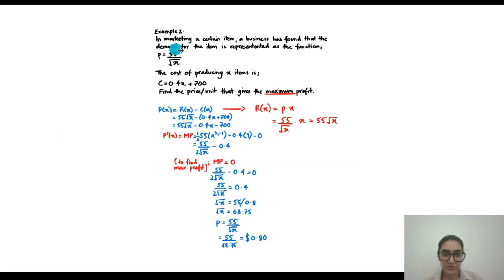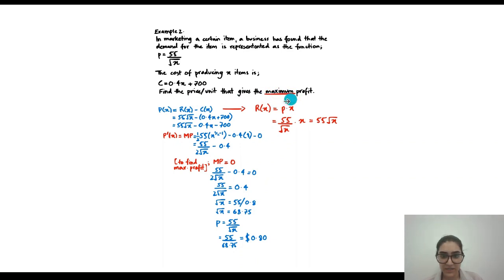For example number 2, in marketing a certain item, a business has found that the demand for the item is represented by the function P equals 55 over the square root of X. The cost of producing X items is given by the cost function C of X equals 0.4X plus 700. Find the price per unit that gives the maximum profit.